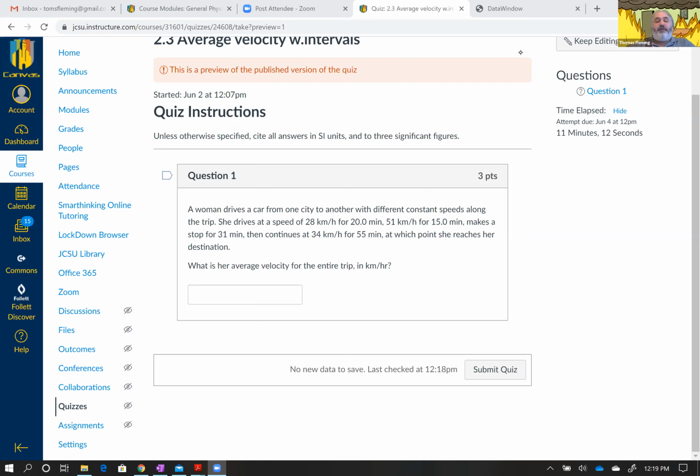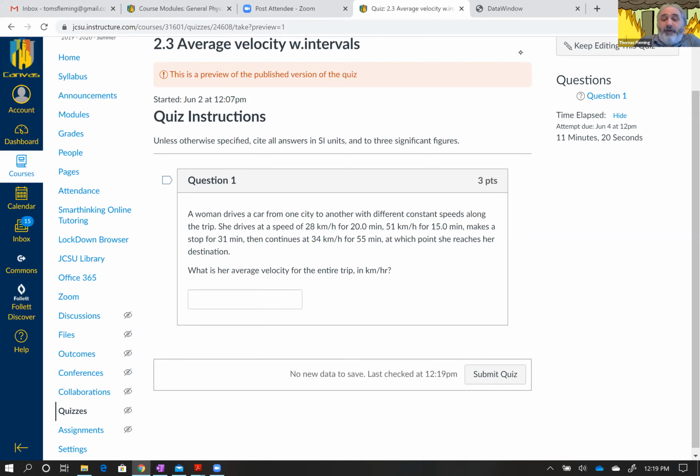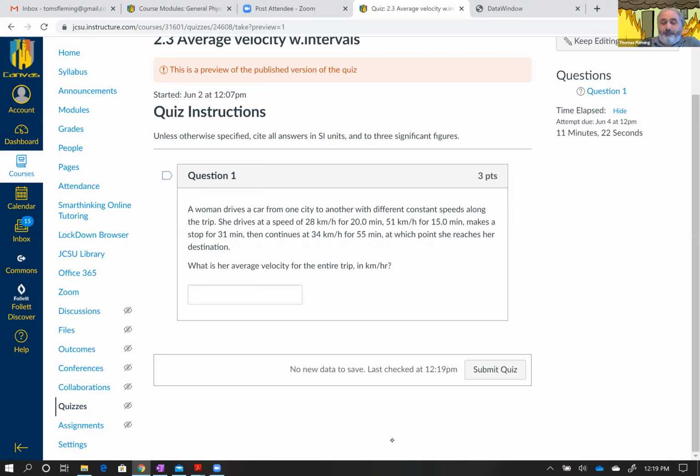And the trick is, remember the definition of average velocity is not just average all the V's, because that'll get you the wrong answer every time. But instead, the definition of average velocity is the change in position over time.